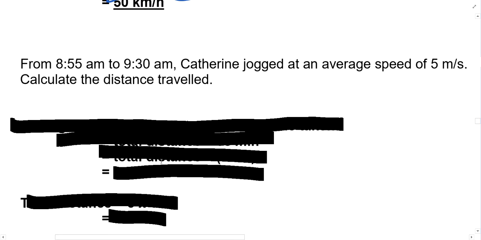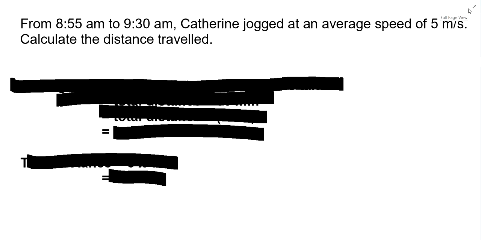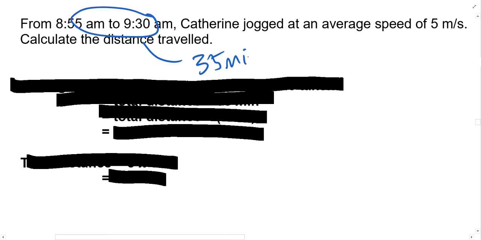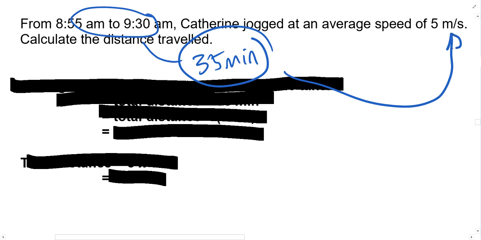Question 11. Catherine jogged at an average speed of 5 meters per second. Calculate total distance traveled. Since there is an average speed given to us, we can find the time taken. Are you able to tell using mental sums what's the time taken? How much time was taken? 35 minutes. Good. But this will be in minutes, right? Can I use this 35 directly inside for this? No, you're not supposed to, unless you do a conversion in your working.